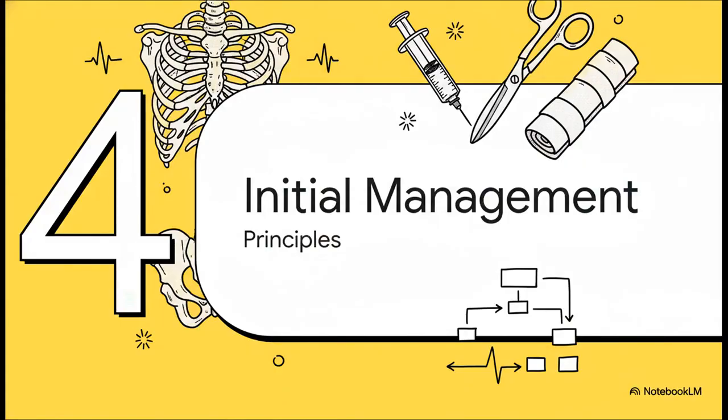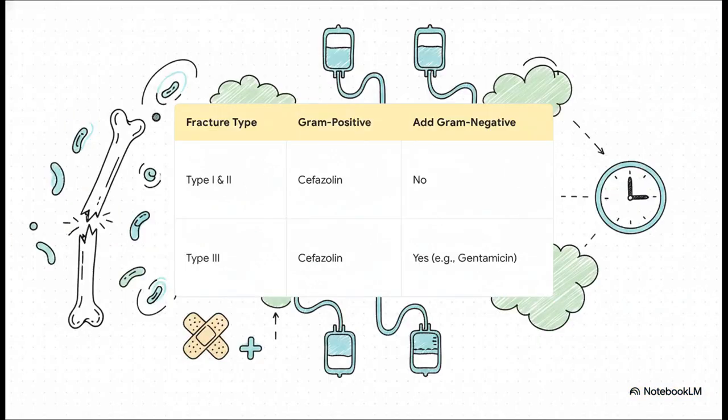So we've identified the injuries, we've spotted the emergencies. What do we actually do first, right there in the trauma bay? Let's quickly cover the foundational principles of initial management. For any open fracture, getting antibiotics on board fast is non-negotiable. This table gives you the high-yield basics.